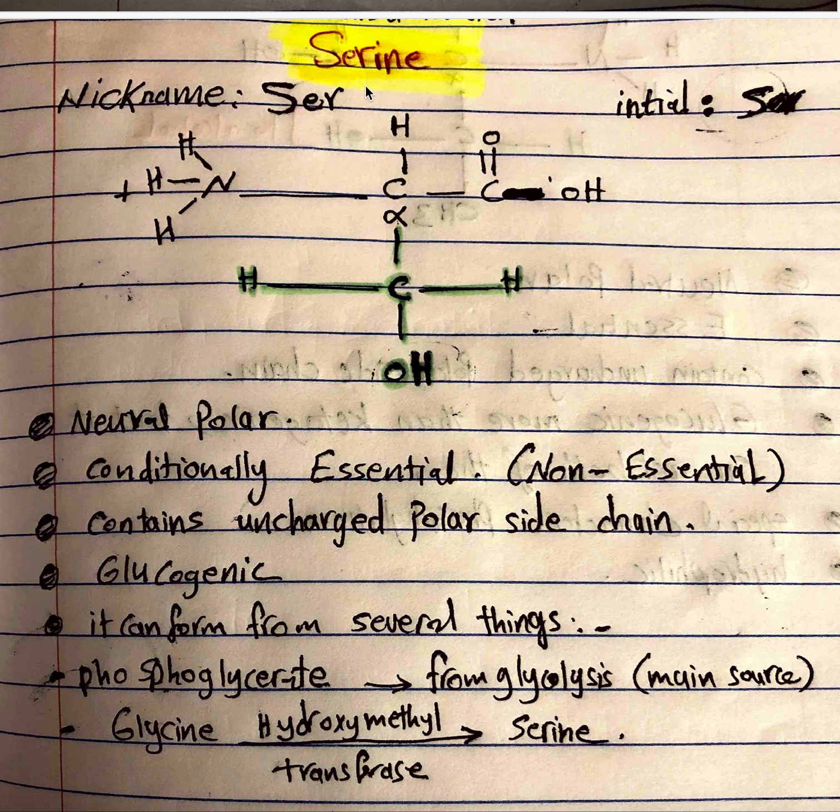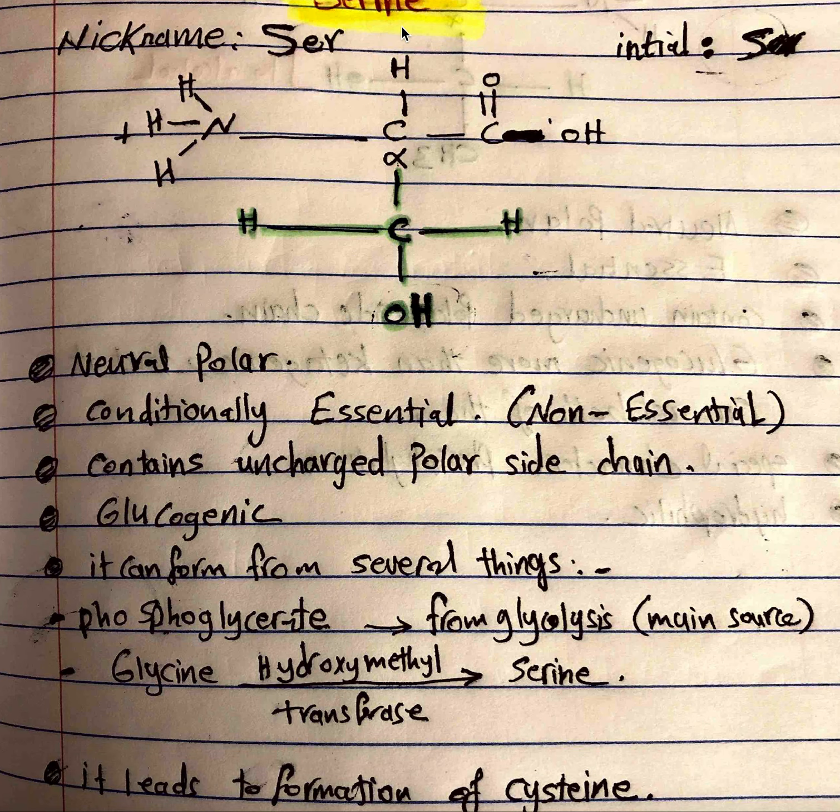The amino acid which is known as serine. The abbreviation is SER, the first three letters, and the initial is S. So there is no trick here: SER and S. Now we talk about the structure of the serine.